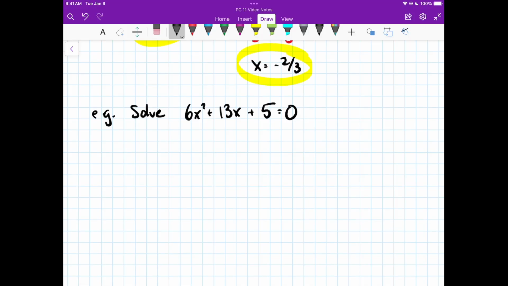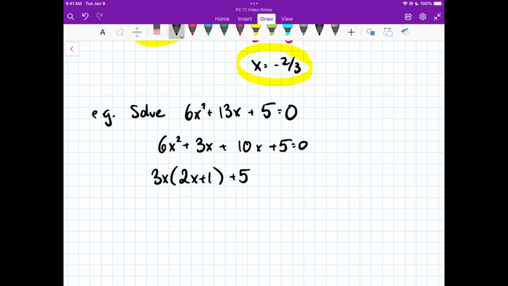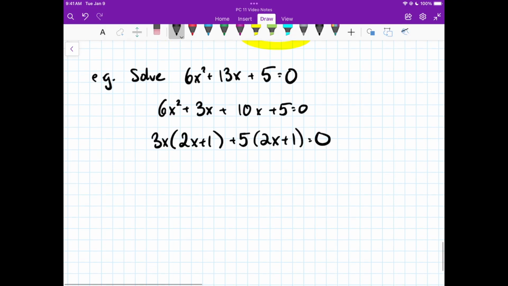So if we want to multiply to 30 and add to 13, that's going to be 3 and 10. So I'm going to go 6x squared plus 3x plus 10x plus 5. From those first 2 terms, I can take out a 3x, which is going to leave me with a 2x plus 1. And then from the last 2 terms, I can take out a 5, which is also going to get me that 2x plus 1. If you pull out that repeated factor of 2x plus 1, you're left with 3x plus 5. So there we go, we factored.